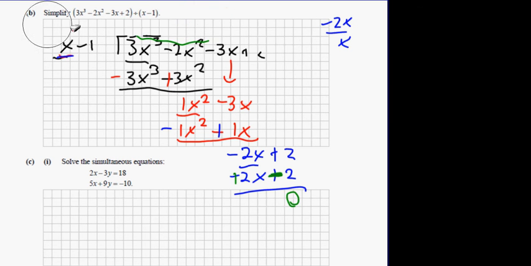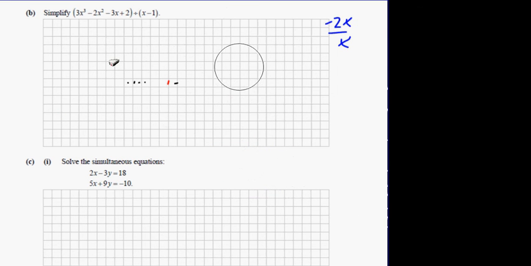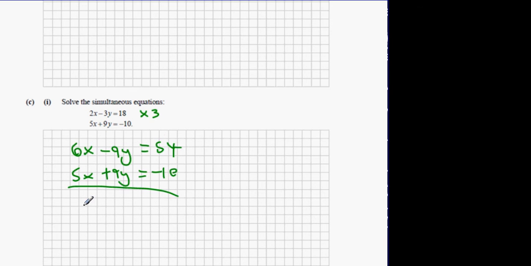Okay, next part, solve the simultaneous equation. So to solve the simultaneous equation, I'm going to multiply the first equation by 3. Upon multiplying the first equation by 3, I'm going to get 6x minus 9y equals 54. The bottom equation remains the same, equal to minus 10. I then take them away and I get 11x equals 44, and I'm going to get x equals 4.